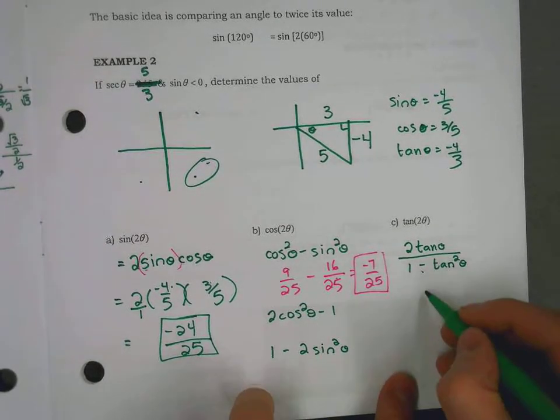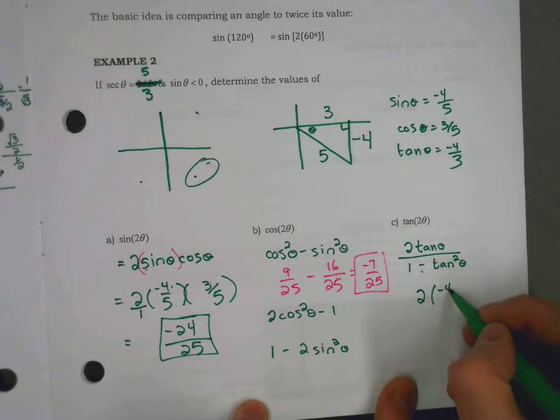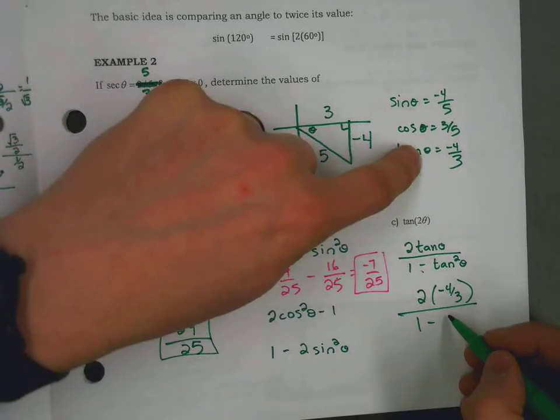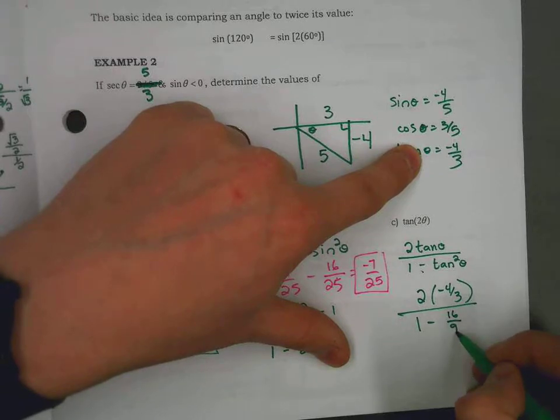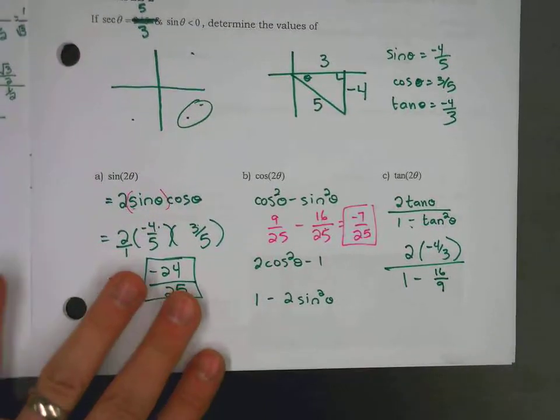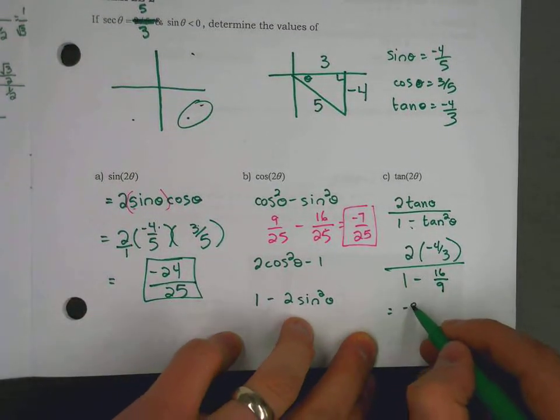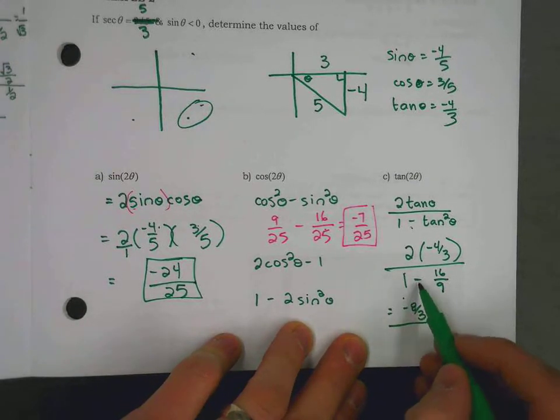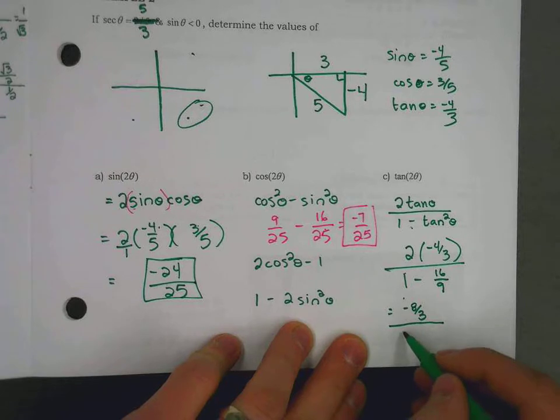And for 2 times tan of theta divided by 1 minus tan squared, we have a nice fraction to deal with. We have a negative 8 over 3 divided by 9 over 9 minus 16 over 9, which makes a negative 7 over 9.